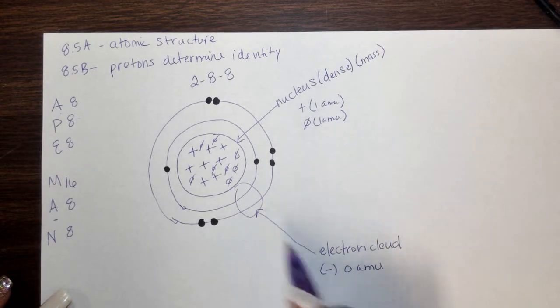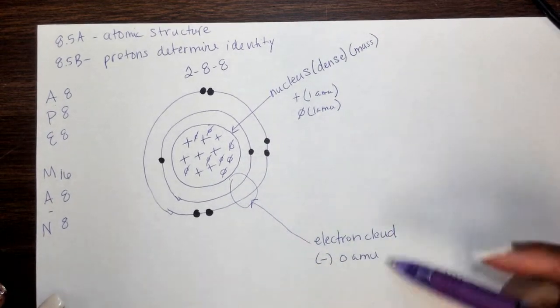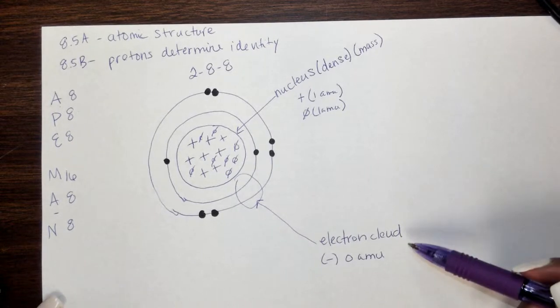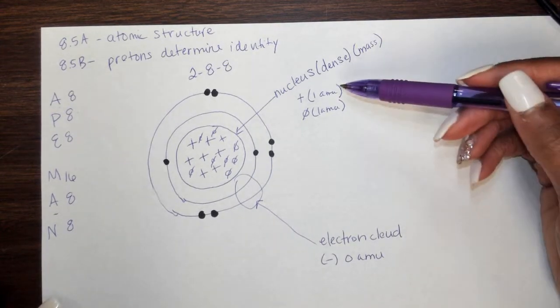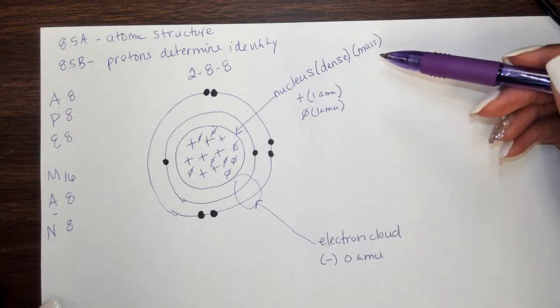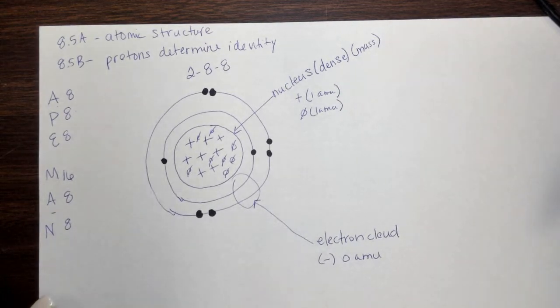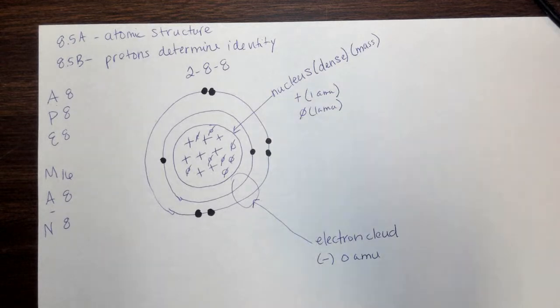The electron cloud virtually has no mass. So you have to know that the electron cloud is less dense and has less mass than the nucleus, which is more dense and it has more mass. Okay? Alright, so we've already went over nucleus, electron cloud, protons, neutrons, and electrons.